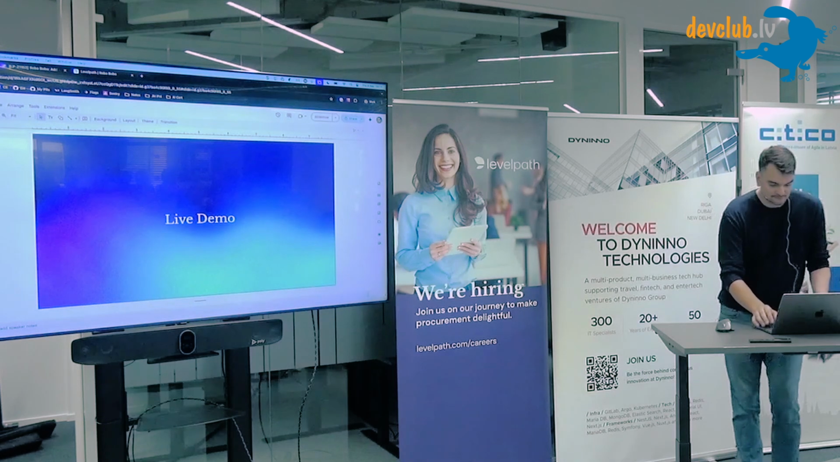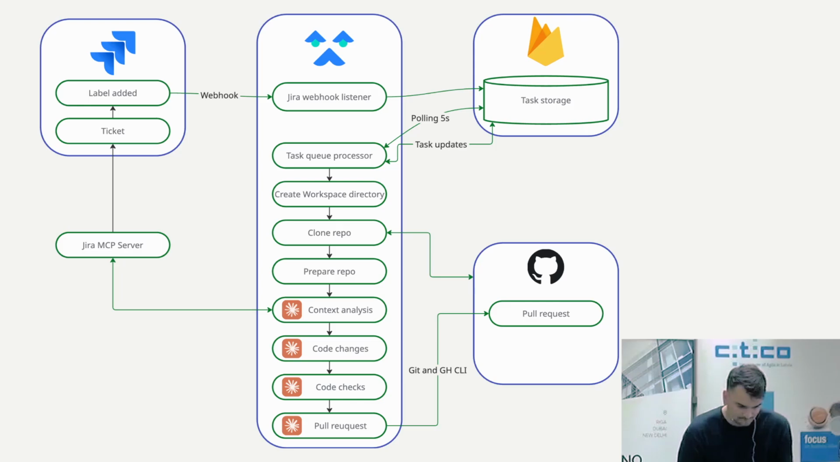I have also a small graph for this. So this is Jiri Piri. It is listening for webhooks coming from Jira, and it creates a task in Firebase that we are using there for storage. And then there is a separate process, which is a queue processor, running through all those tasks, listening for all the new tasks, and going through all those steps. So as we were here, context analysis, it will perform code changes, it will then do code checks and create a pull request. We also have a very similar flow when it listens for comments in GitHub and goes through a similar process there as well.